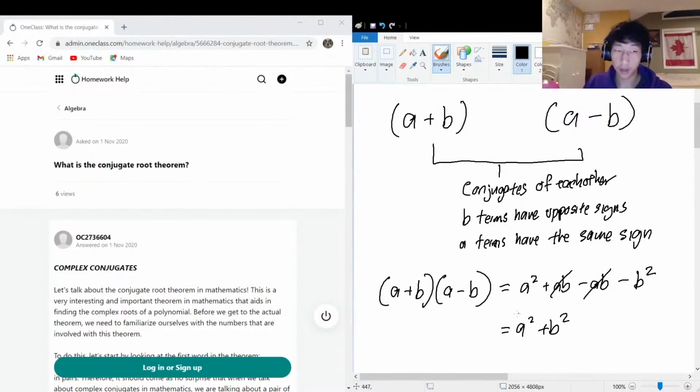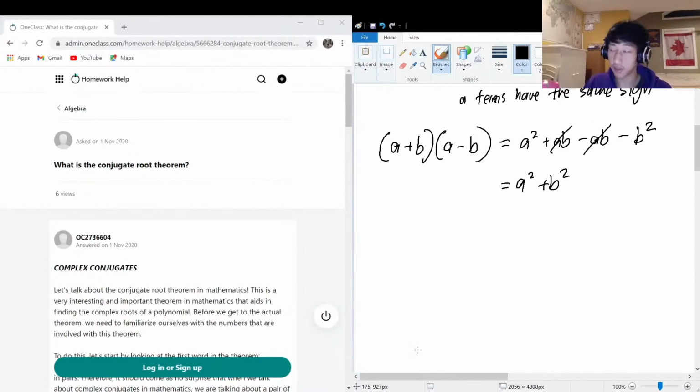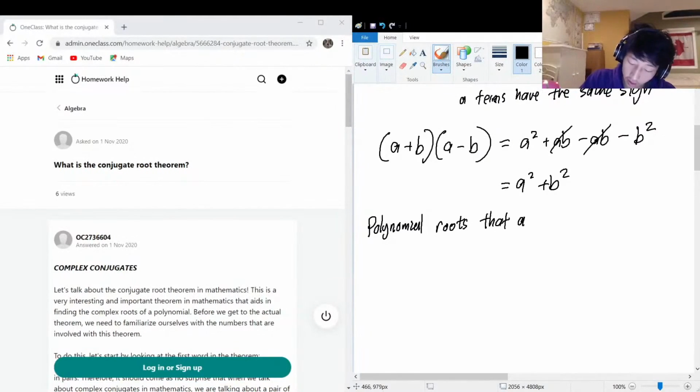Now the conjugate root theorem is saying that when you have complex roots, the roots will always be conjugates. So polynomial roots that are complex are always conjugates.